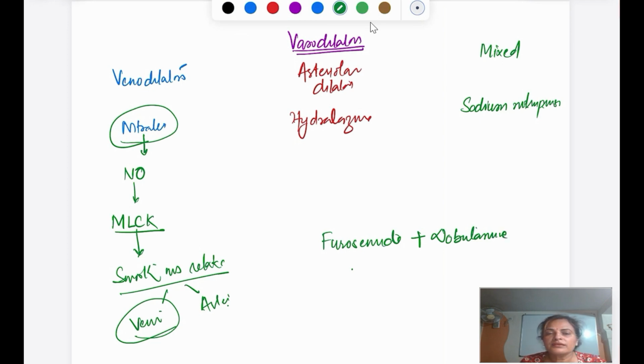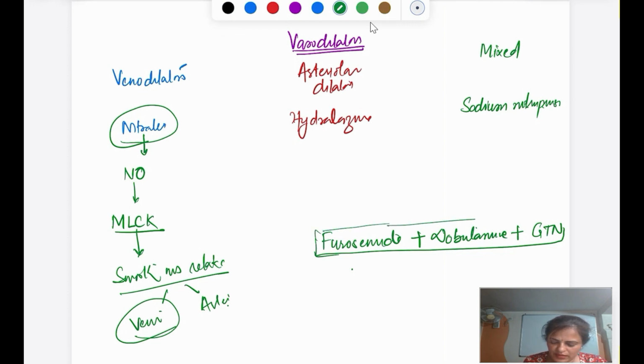Then to decrease the cardiac work or to decrease the preload, if the patient has hepatomegaly and everything, we can add IV glycerol trinitrate in the acute heart failure itself. So the three drugs we can give. We have to be careful. So in acute left ventricular failure, which is due to AMI, we can put the patient on these three drugs.